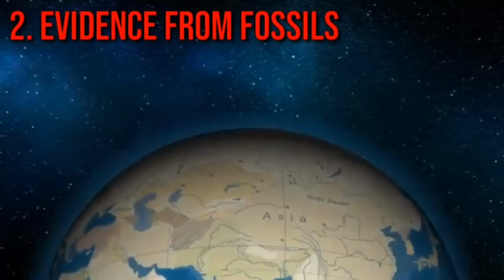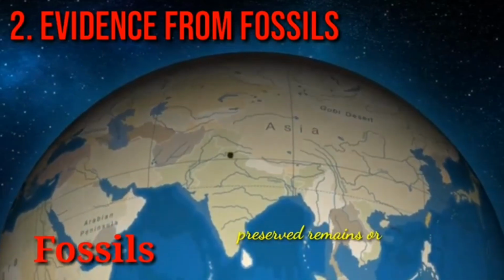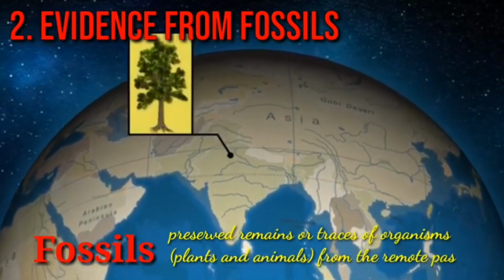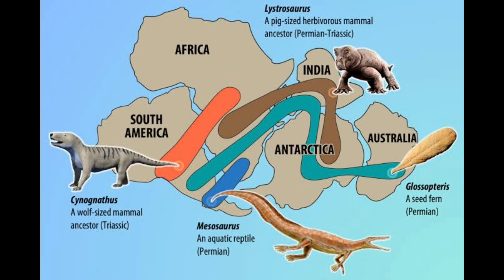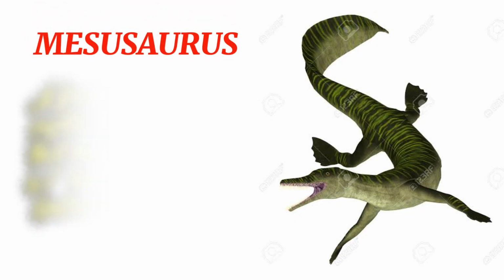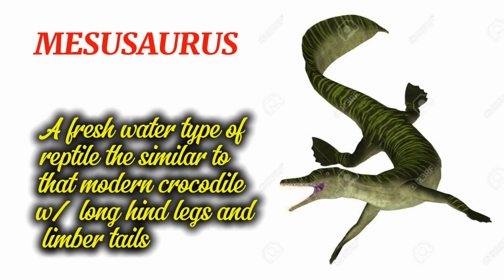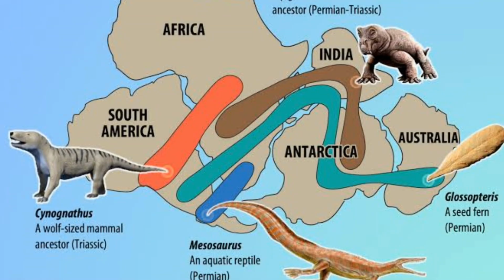Next is the evidence from fossils. Fossils are preserved remains or traces of organisms from the remote past. He investigated living things, so he discovered fossil records that support his theory, and one of them is Mesosaurus, a freshwater type of reptile that's similar to the modern crocodile, with long hind legs and a limber tail. Mesosaurus was found in the eastern coast of South America and the western coast of Africa.